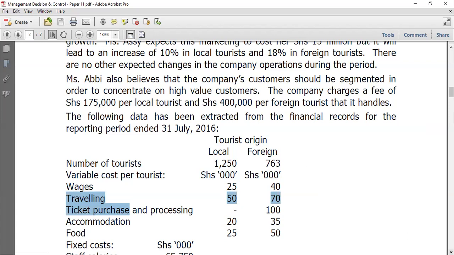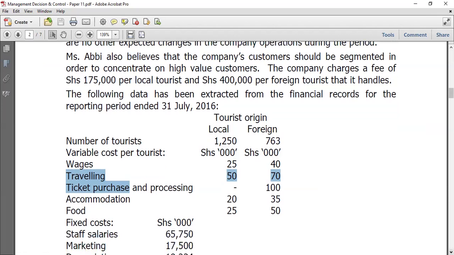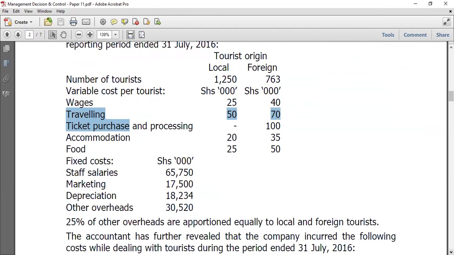Now, when it comes to, let's say, now we also have what we're calling the overheads, okay? Now, these that they have given us here are basically other overheads, okay? These are basically other overheads. And they're telling us that 25% of other overheads are apportioned equally to local and foreign tourists, okay?